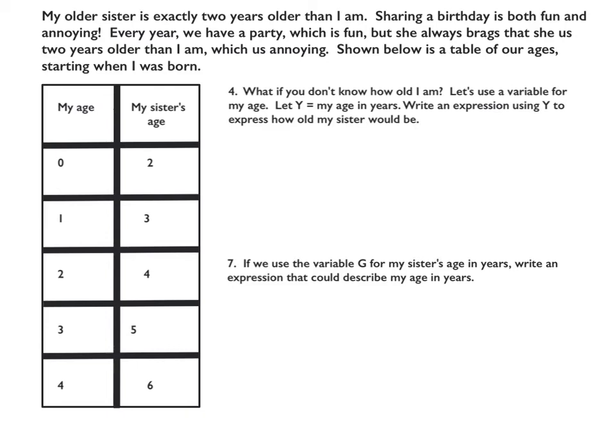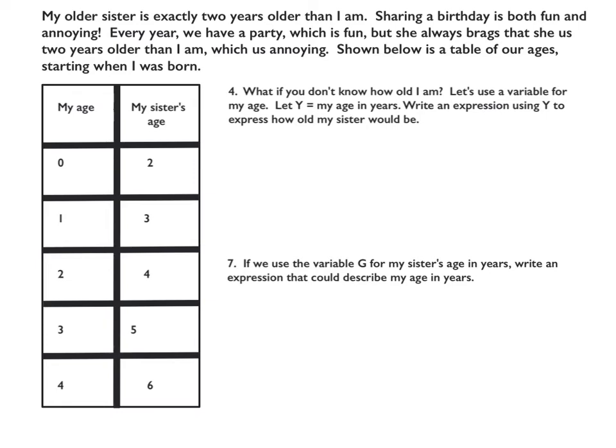So the problem started with that my older sister is exactly 2 years older than I am. Sharing a birthday is both fun and annoying. Every year we have a party, which is fun, but she always brags that she is 2 years older than I am, which is annoying. Shown below is a table of our ages starting when I was born. So you could see that when I was 0, my sister's age was 2. When I was 1, my sister is 3.